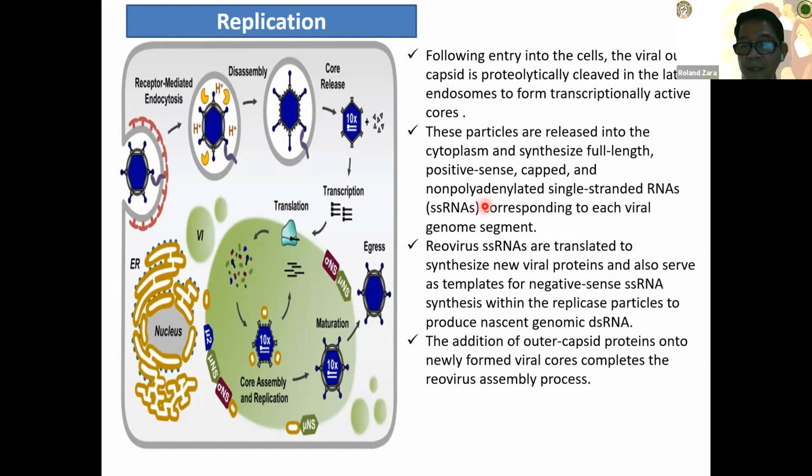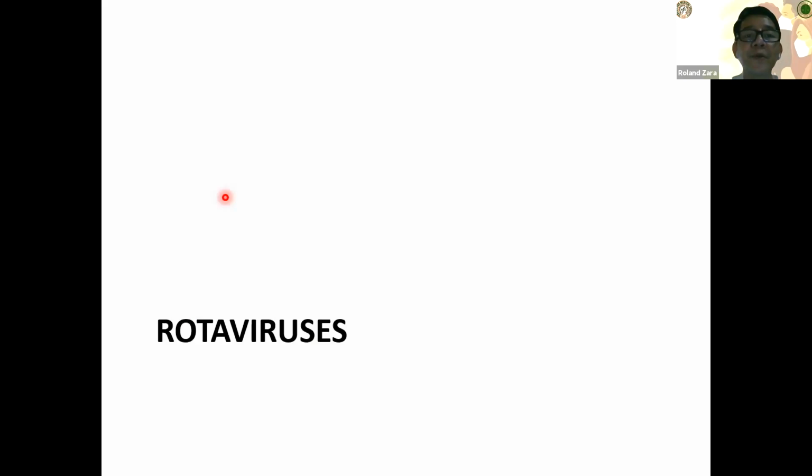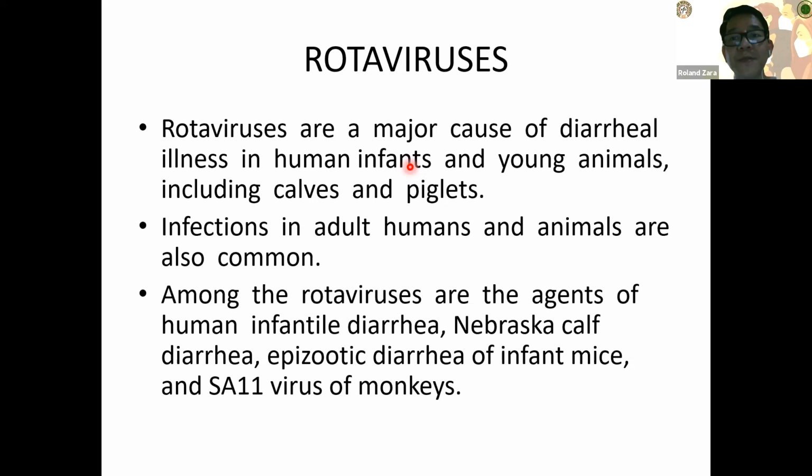Okay, so let's move on to your rotaviruses. Your rotaviruses, as I've said, are the major cause of diarrheal illness in human infants, also young animals. Newly born animals, or the young animals, are also infected. In humans, it is usually infants, but it can also infect adults, though more commonly infants.